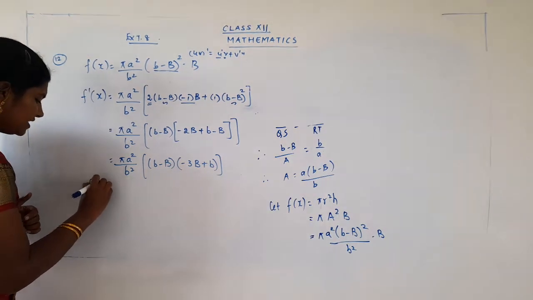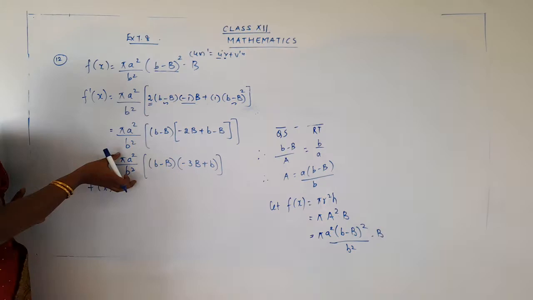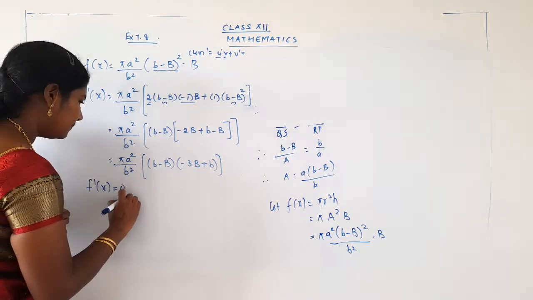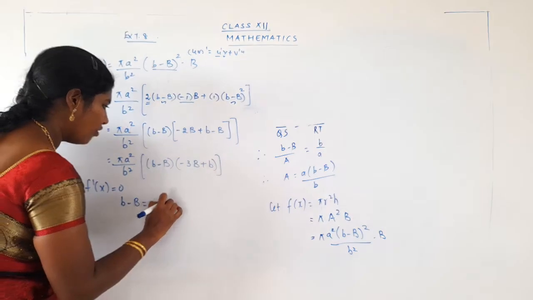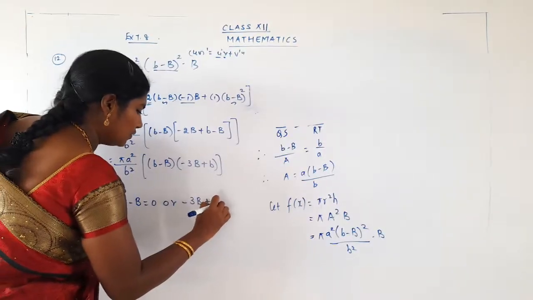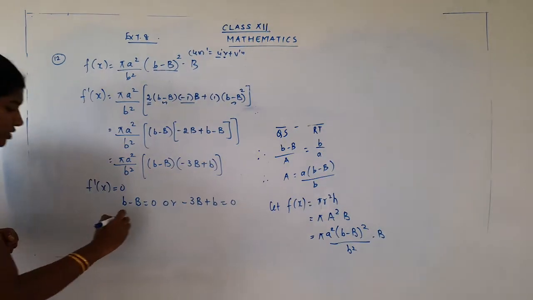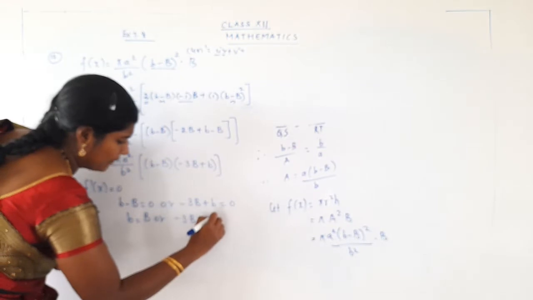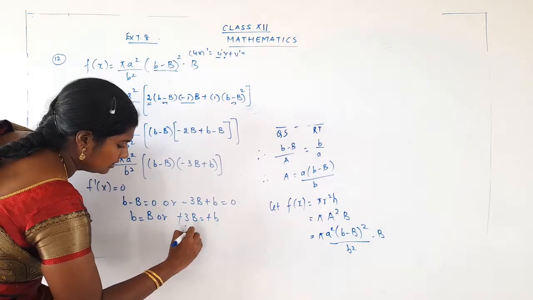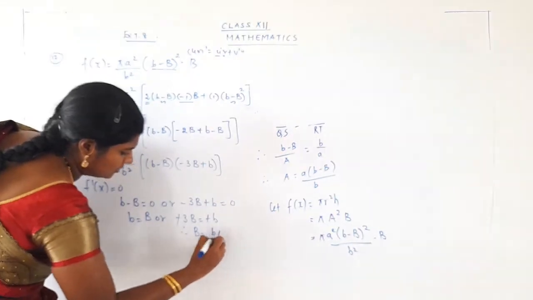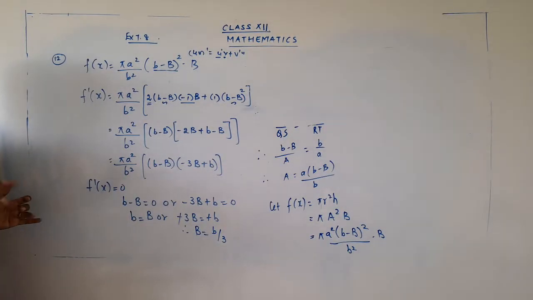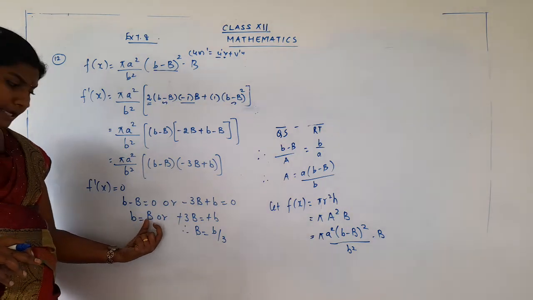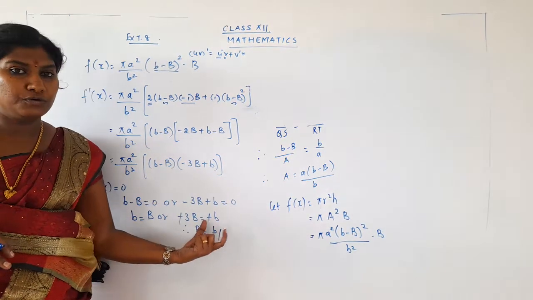So f dash x is equal to 0 implies, now this is a constant part, when it goes to the right hand side it will become 0. So I get b minus b is equal to 0 or minus 3b plus b is equal to 0. So b is equal to b or minus 3b is equal to minus b. So minus minus will get cancelled and b is equal to b upon 3. So these are the two values I get. I get the value for b as b, the small b is equal to b, or I get b is equal to b upon 3.